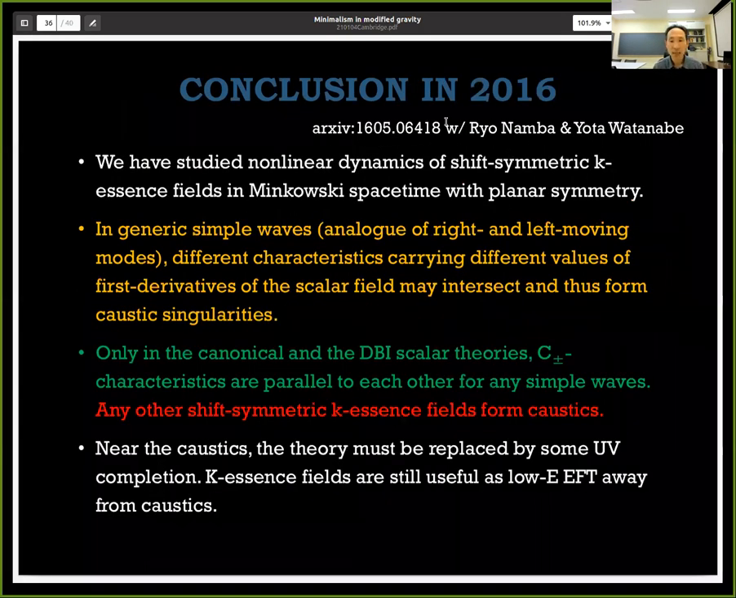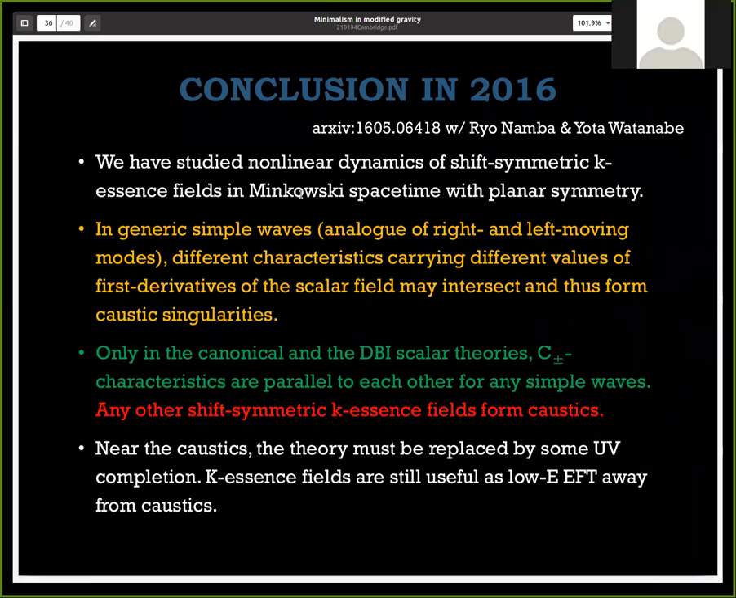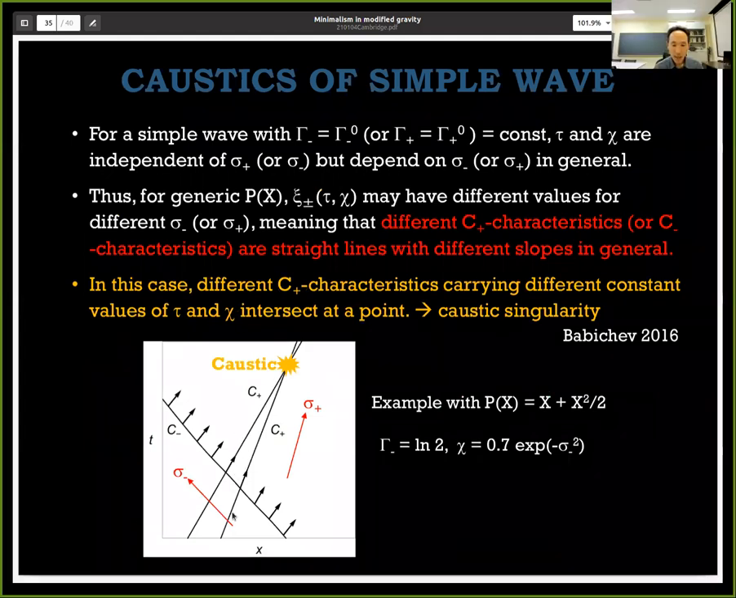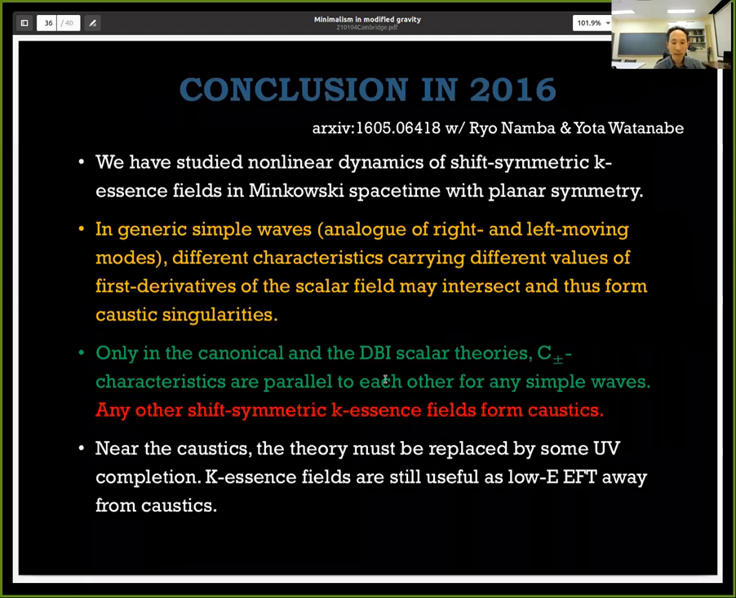And in 2016, we tried to find a necessary and sufficient condition under which this kind of caustics does not happen. In other words, we found a condition under which all characteristics are parallel with each other. This sets a condition on the theory, and we found that only DBI scalar and canonical scalar are okay. All other theories form caustics.